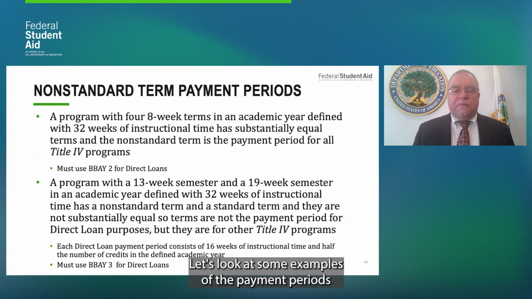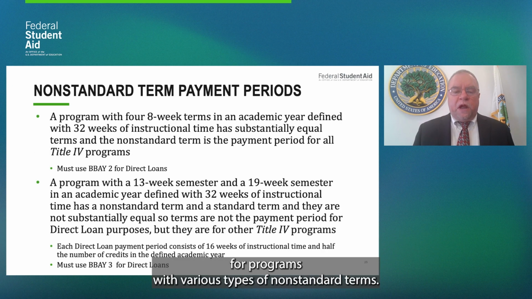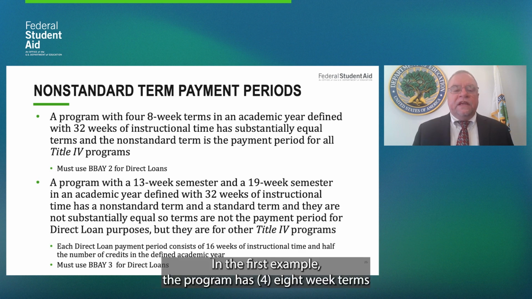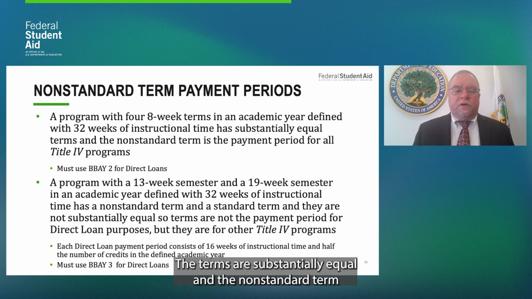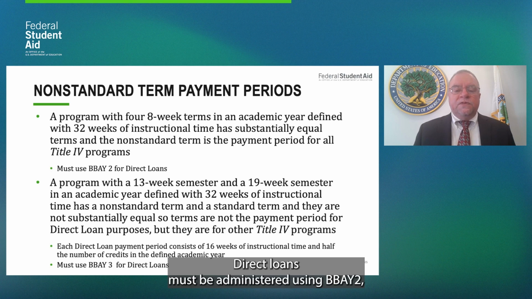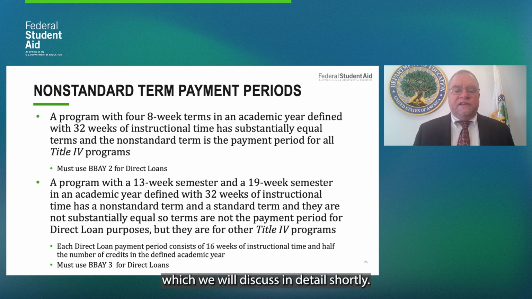Let's look at some examples of the payment periods for programs with various types of non-standard terms. In the first example, the program has 4 8-week terms in an academic year defined with 32 weeks of instructional time. The terms are substantially equal, and the non-standard term is the payment period. For a program such as this, direct loans must be administered using BBAY 2, which we will discuss in detail shortly.